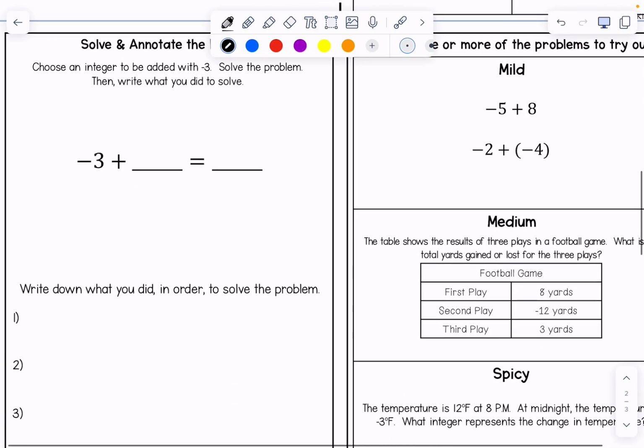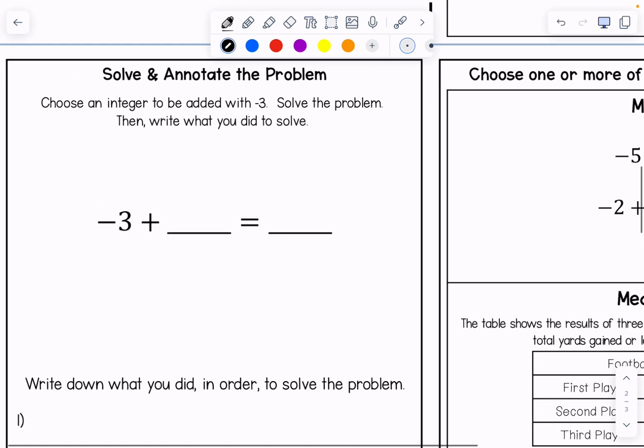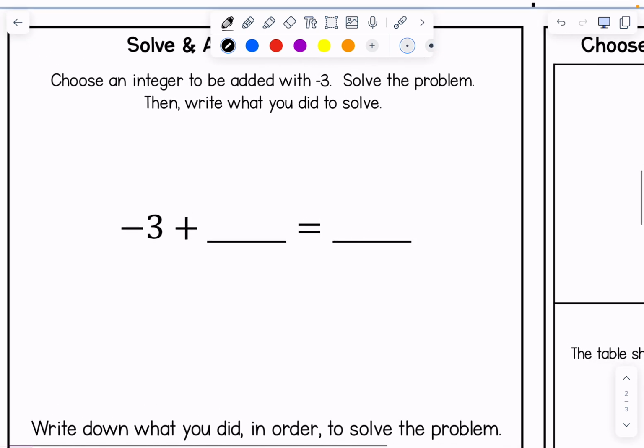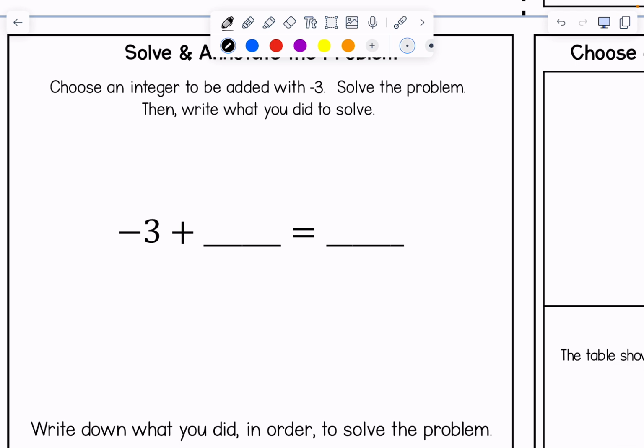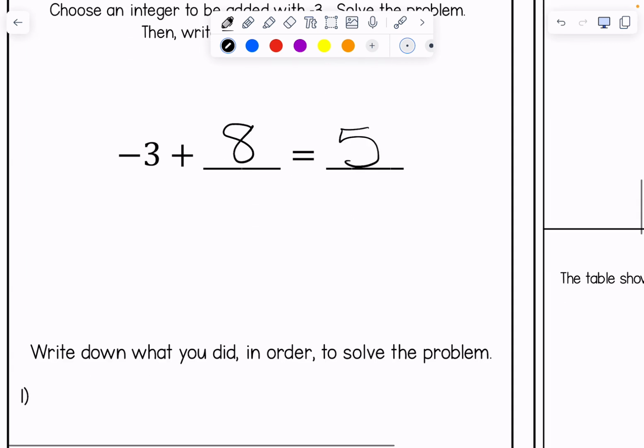All right, choose an integer to be added with -3. Solve the problem, then write what you did to solve. So this is going to be a little bit open-ended, so -3 plus, let's say, 8. Here I have different signs, and so because they're different signs, I would end up subtracting their absolute values, which is going to leave me with 5. And because I have more positives than negatives, it's going to be +5.